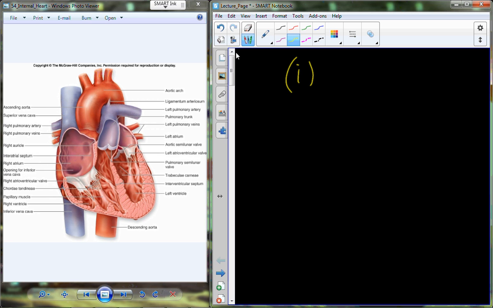Now remember, we need to think a little bit about fluid dynamics and the physics of pressure. When I decrease volume, I'm always going to increase pressure. So as the atria begins to contract, I reduce the volume of the atria. The amount of blood that remains in there is going to be the same, but it's going to have more and more pressure pushing on it until it gets to a point where it can actually overcome the pressure in the ventricle and the valve will pop open.